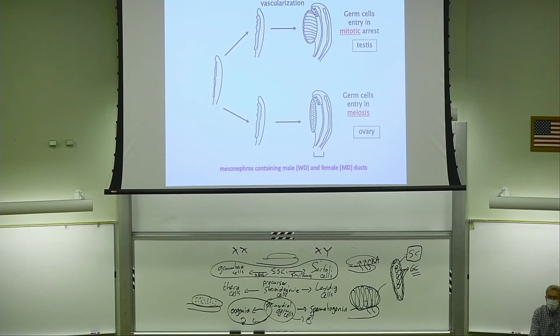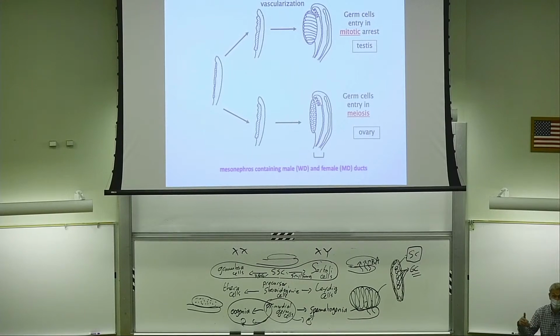How many of you have heard of this concept or dogma that a baby girl is born with all the eggs she will ever have? Most of you? It has to do with this. These germ cells enter meiosis 1, arrest in meiosis 1, and that's it. Any questions about this stuff?